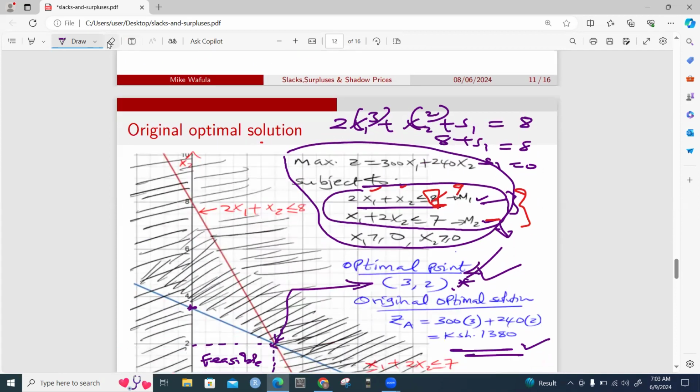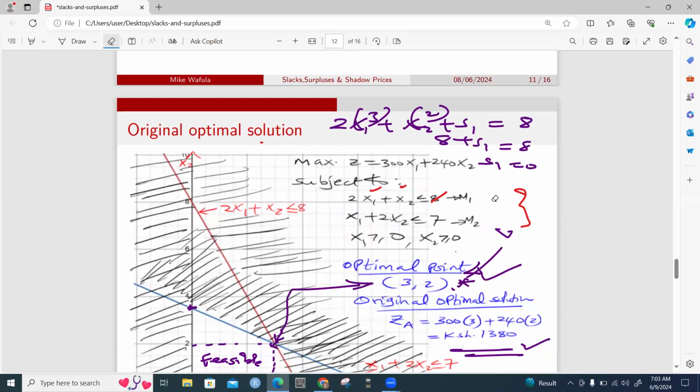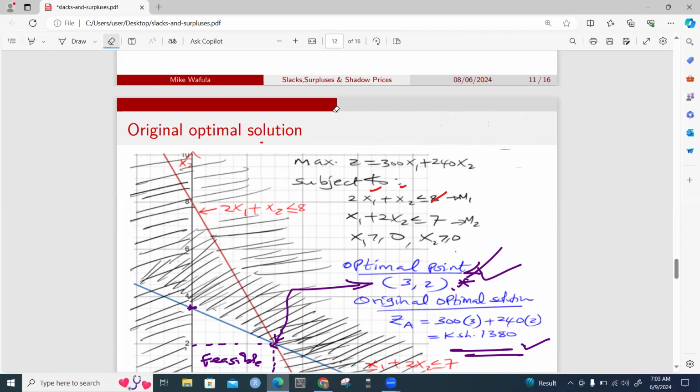Now, when you go to machine 2, we do the same process as what we did in computing for machine 1. Only in this case, the right-hand side of the constraint for machine 2 we increase by 1. So we increase 7 by 1 to 8, and maintain machine 1 as originally was, and then try to plot and determine the optimum point in the usual way.